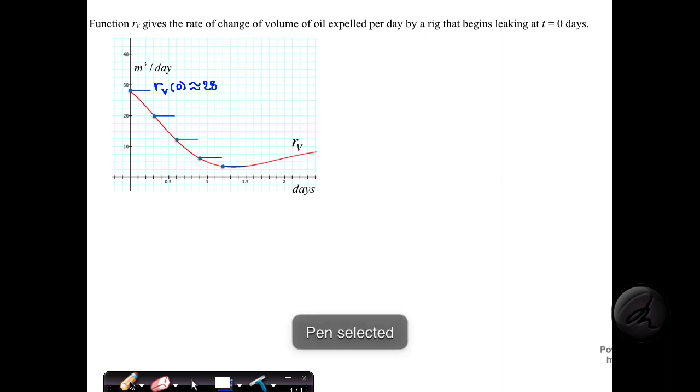But looking at this, I can say, well, let's see. This height here looks to be about 20, so I'll just use 20 as it's a nice round number as an approximation. The exact value is the value of the red curve at time 0.3. So exactly it's R sub V of 0.3 days, approximately, so that we can do something with it, calculation-wise. Let's say it's about 20. So looking at the next ones, again, I could say this is R sub V of 0.6, and it looks like it's about 12 or so.